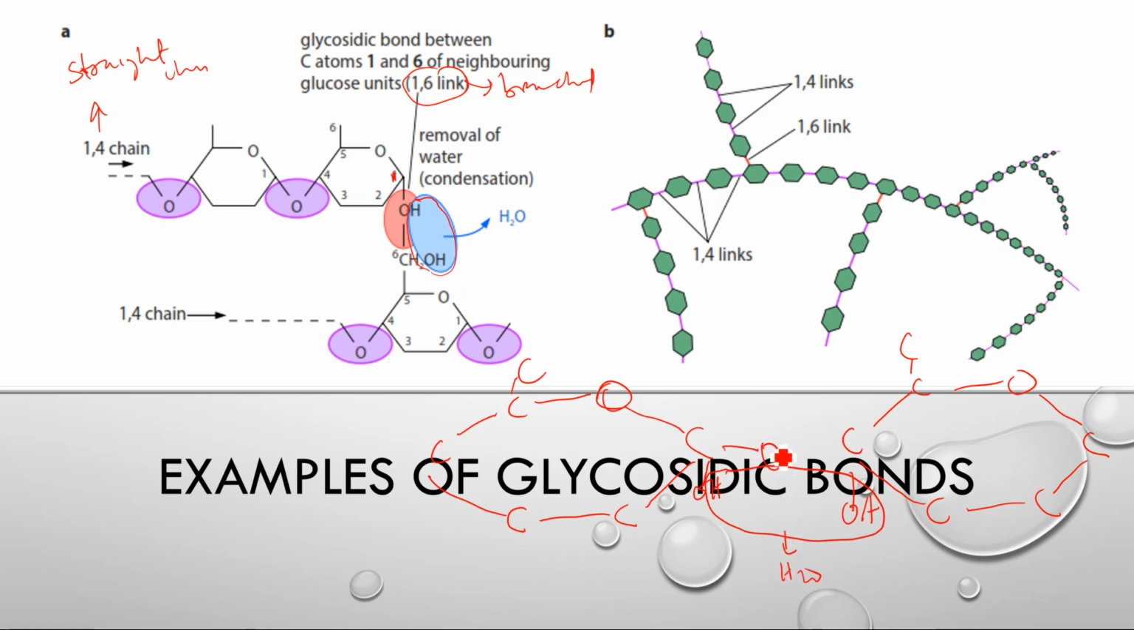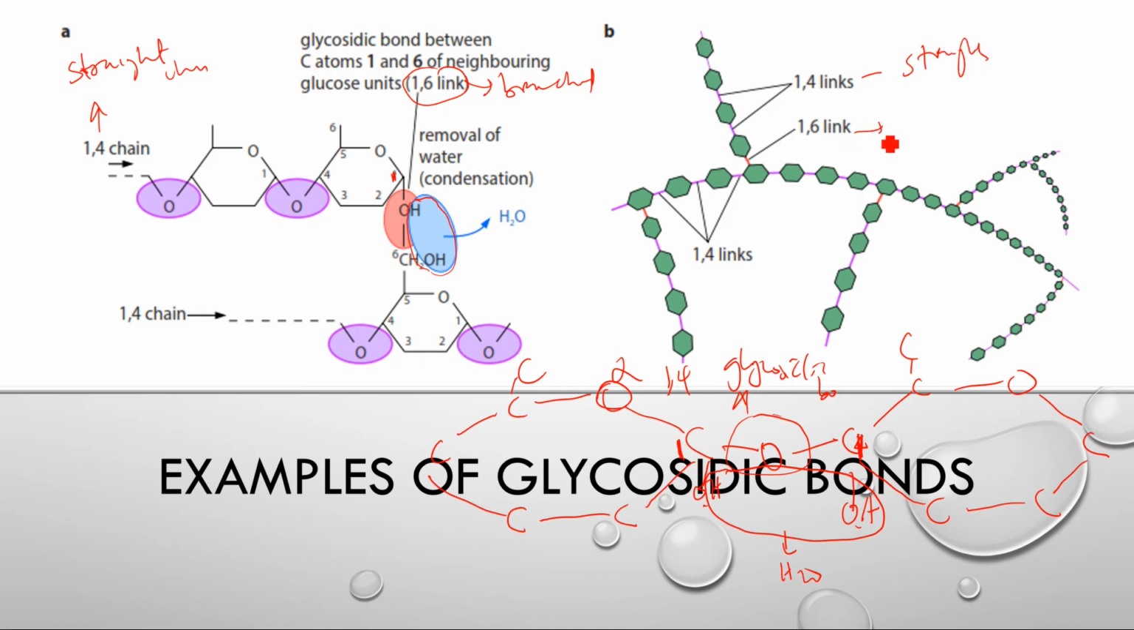So the bond formed now is called a glycosidic bond, and they call it 1,4 glycosidic bond. Why is it 1,4? Because this is the first carbon atom, this is the fourth carbon atom. And because the alpha glucose OH is down, we call it alpha 1,4. So guys, watch. You see that 1,4 is straight chain.